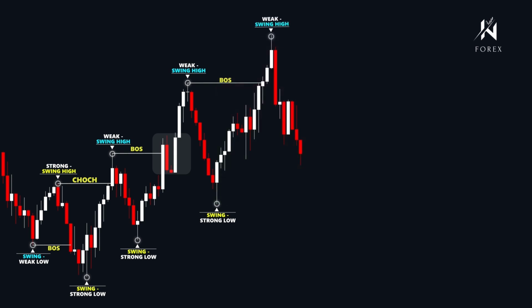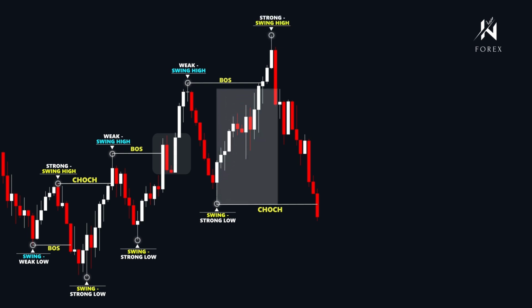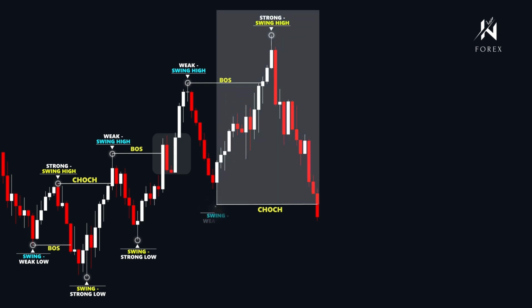Now, here's the twist. Price was moving up, but then it breaks below the strong low. That's a clear change of character, which means the market has flipped back to bearish. Because of that, the last weak high now becomes the strong high. To mark it, draw a horizontal zone from the strong low to the break, extend it upward, and pick the highest point in that area. That's your new strong high.